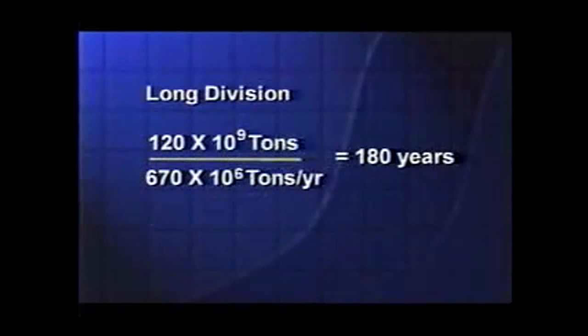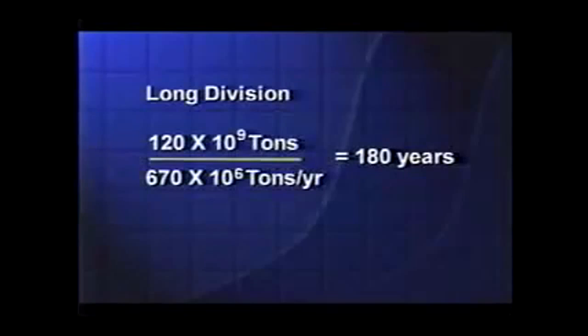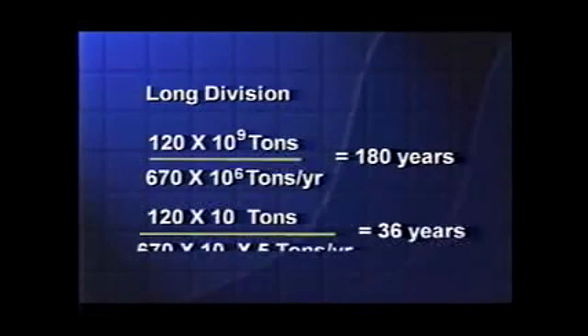Let's do long division. You take the coal they say is there, divide by what was then the current rate of consumption, and you get 180 years. Now, they didn't say current rate of consumption. They said present U.S. energy needs. Coal today supplies about 1/5, around 20% of the energy that we use in this country. So if you'd like to calculate how long this quantity of coal could satisfy present U.S. energy needs, you have to multiply this denominator by 5. When you do that, you get 36 years. They said nearly 1,000 years.